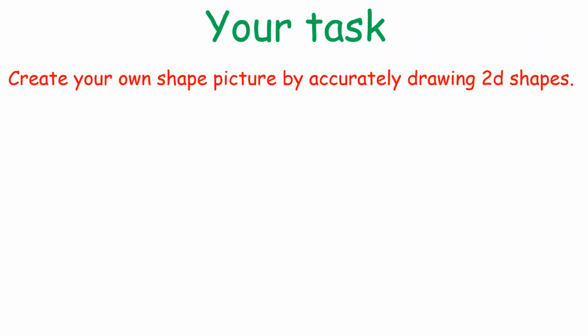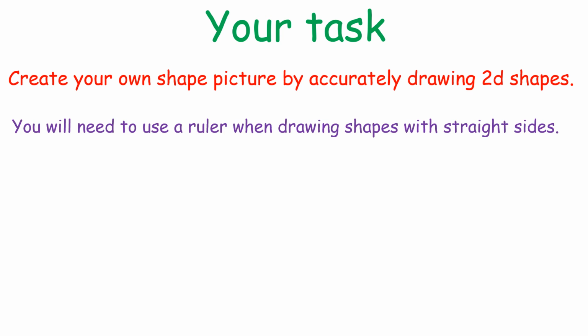So your task for today, Year 2, is I'd like you to have a go at creating your own shape picture by accurately drawing 2D shapes, which means you need to follow all of the special steps that we've used today. So if you're drawing shapes that have straight sides, you will need to use a ruler when drawing them to make sure that those shapes also have straight sides.